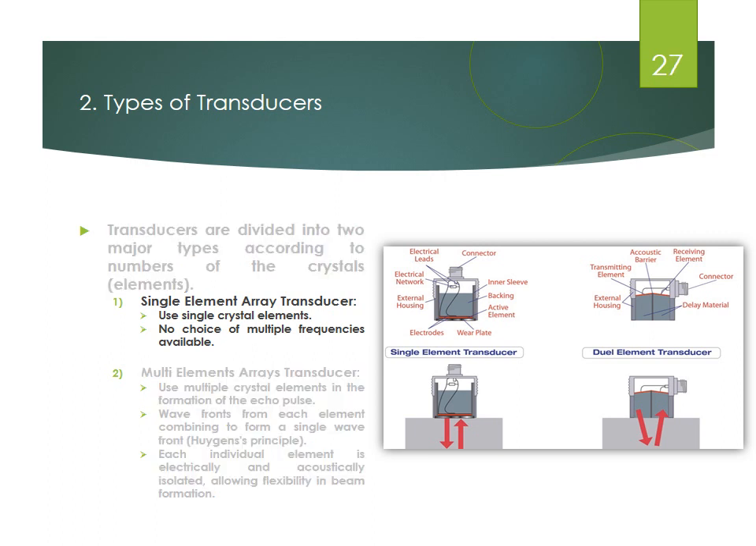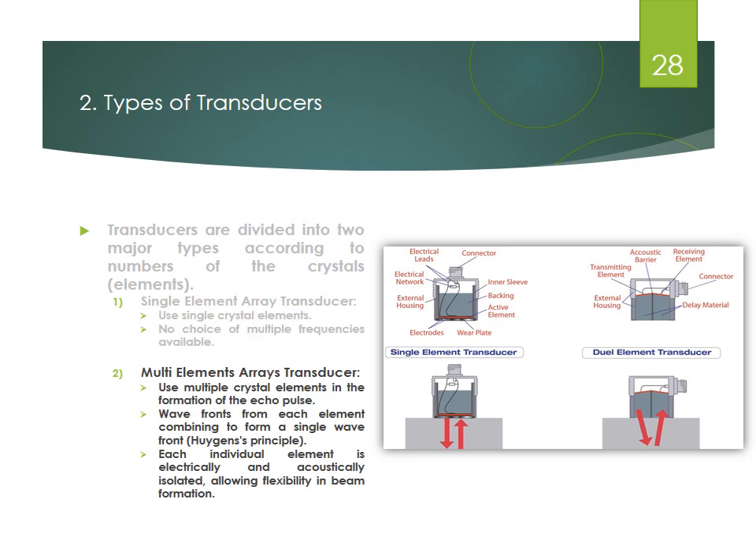The single-element array transducer's characteristics include the use of a single crystal element and the lack of a choice of multiple frequencies. The multi-element array transducer's characteristics include the use of multiple crystal elements in the formation of the echo pulse, wavefronts from each element combining to form a single wavefront, Huygens principle, and each individual element being electrically and acoustically isolated, allowing flexibility in beam formation.